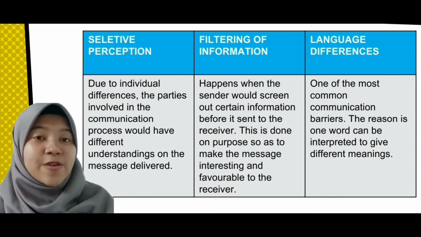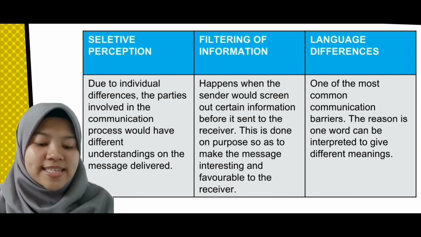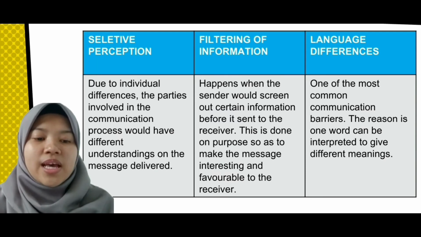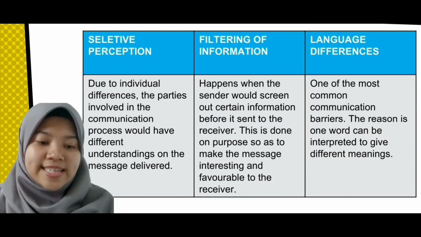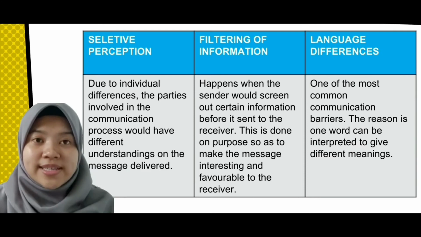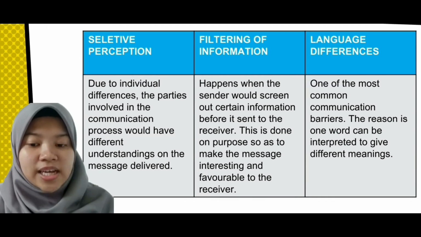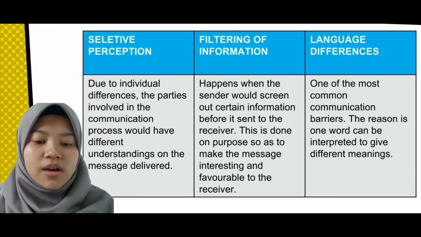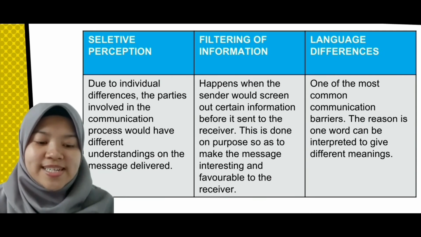Due to individual differences, the parties involved in the communication process will have different understandings of the message delivered. If a manager does not like a particular employee, for example, she may be super critical of the person's behavior and notice every time he is a minute late to a meeting. On the other hand, a favorite employee coming late to work one morning might elicit concern that she had car trouble. Selective perception introduces bias into the communication process.